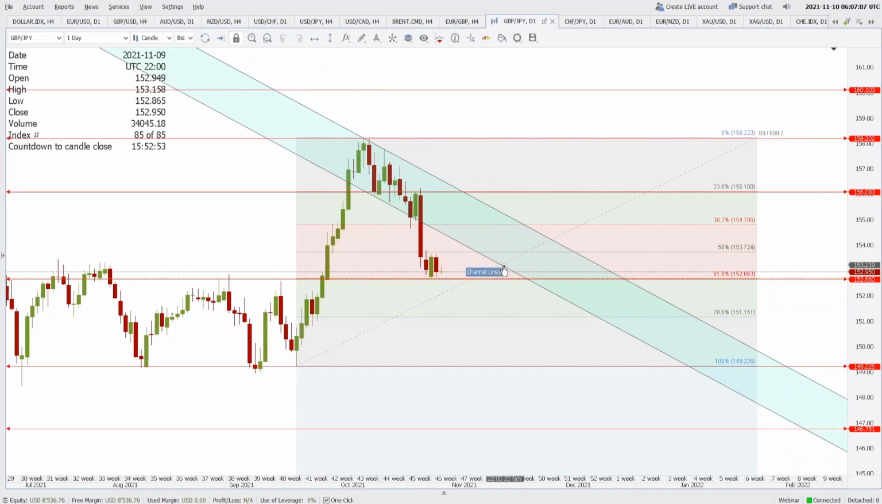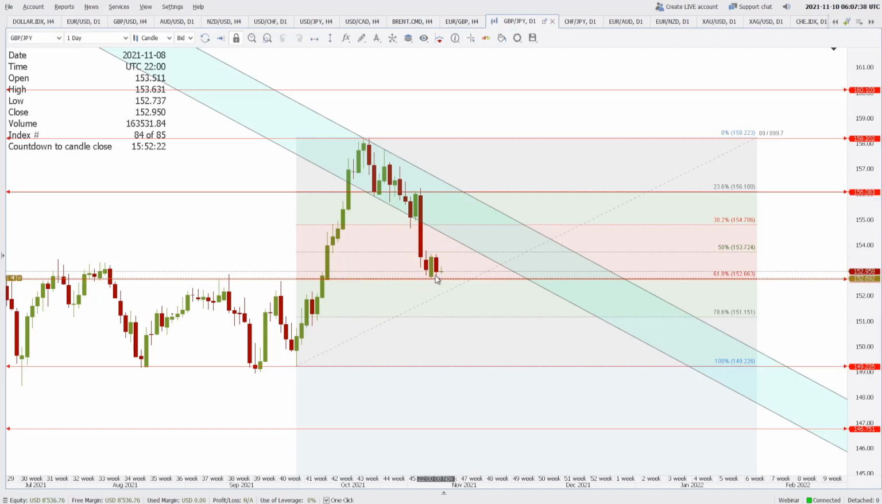Talking about GBPJPY, the day before yesterday there was a bullish engulfing right at the support of the 152.66 area. Now the price is trading at 152.95. Any close higher than this bullish engulfing's high, which was 153.65, and yesterday's high of 153.63, any close higher than 153.65 will attract more buyers and the price may be pushed back to 156.08.